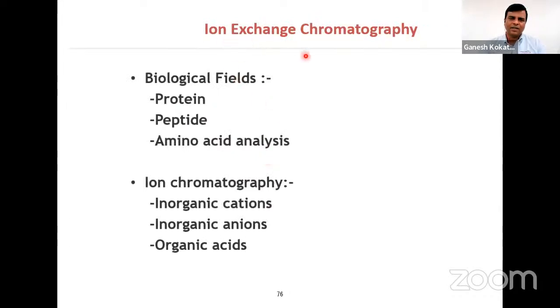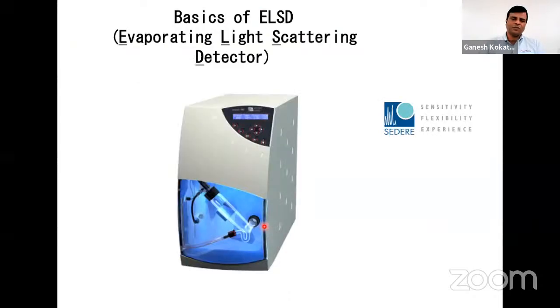So ion exchange can be used typically with some of the organic cations or inorganic anions, or maybe organic acids. Peptide and protein molecules in the biological field, normally we use it. Now reverse phase chromatography for amino acid analysis, we also use reverse phase chromatography with some modifiers. So those applications are also with me.